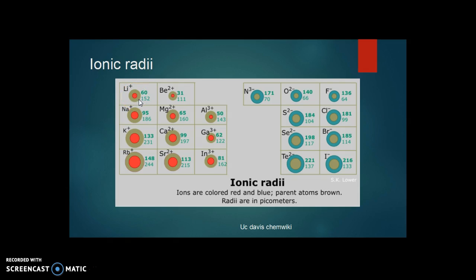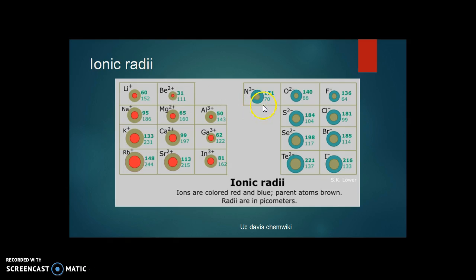Why? Well, the lithium ion is formed by lithium losing its outer valence electron, losing that 1 electron, which we would know as a 2s electron. Beryllium 2+ is formed when the beryllium atom, the brown, loses 2 electrons to form the beryllium ion, which is orange. And again, that radius gets to be very, very small.